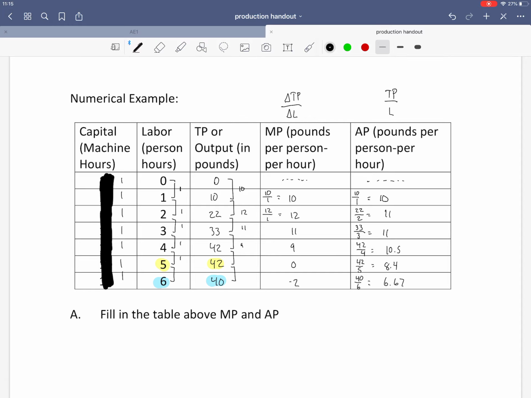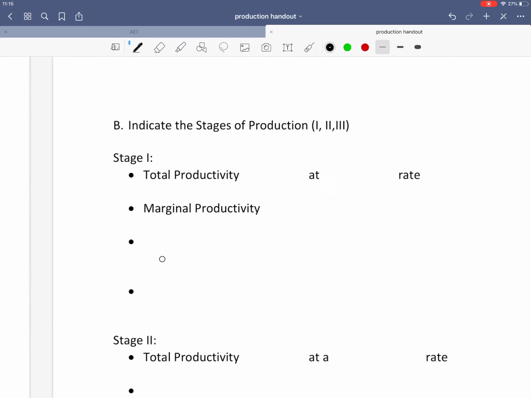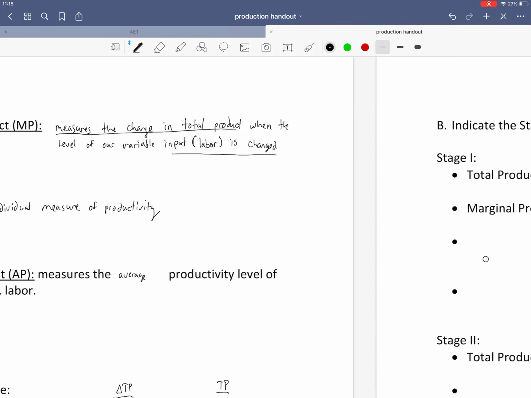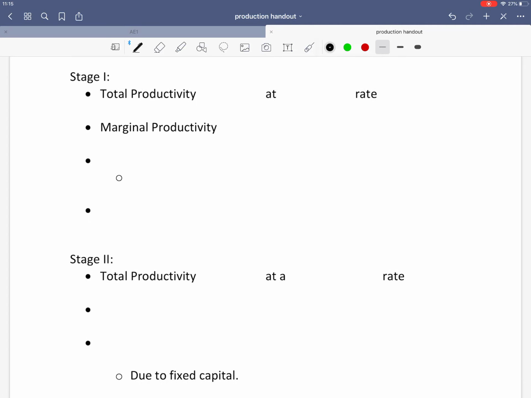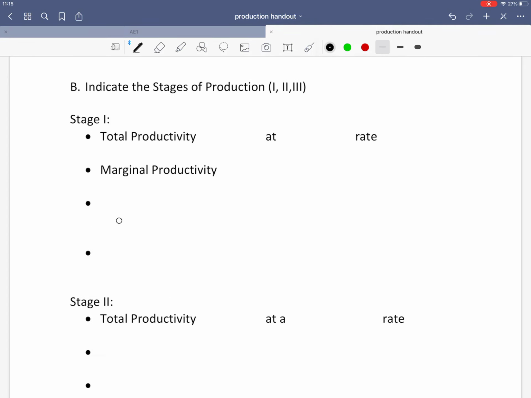All right, so let's move forward and start finding our stages of production. So there's going to be 3 stages of production, which we'll be able to identify based on our total productivity and our marginal productivity. And there's going to be a term that we're going to use for each of the 3 stages of production. So stage 1 of production, we'll be able to identify by looking at total productivity and then marginal productivity.